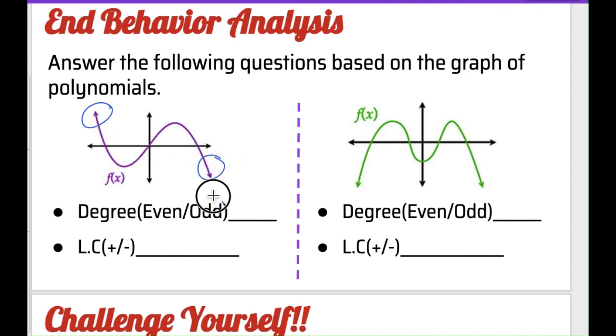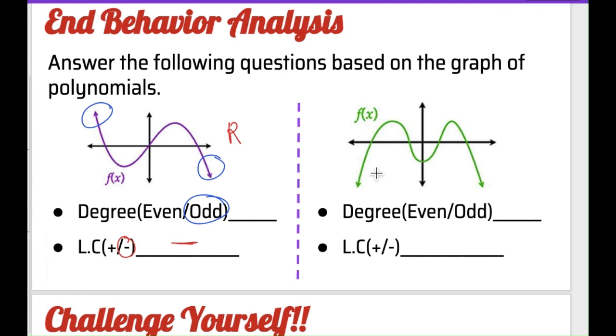So clearly the answer for this is odd, because when the two ending parts go in two different directions, we know the degree is odd. But how do we know if the leading coefficient is positive or negative? Again, like I said, you can check one side. Let's check the right side. Right side goes down, so it's actually reversed, right? So that's why the leading coefficient is negative, because right side goes down. You can also say left side goes up, then you can have the same conclusion.